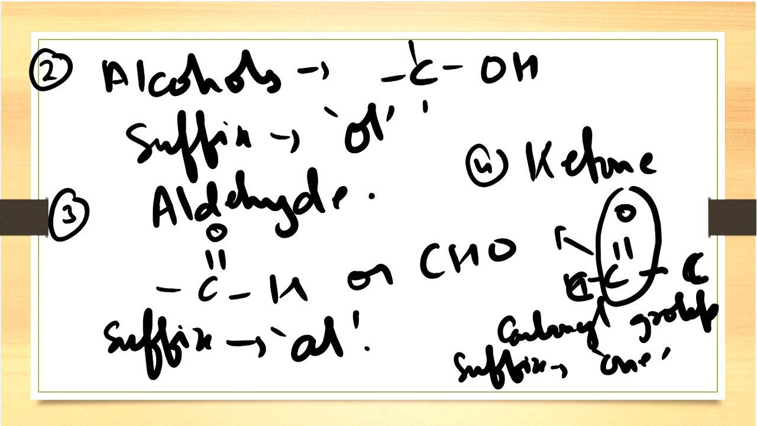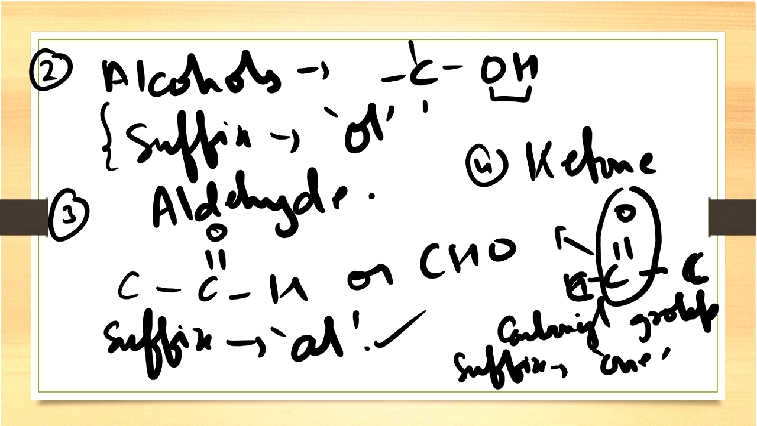Okay. Next is alcohol, in which carbon is attached to an OH group. The suffix will be OL. Okay. Next group is aldehyde, C double bond O, H. On one side it is H, and in the middle it will be C double bond O. So the suffix used for aldehyde is AL.